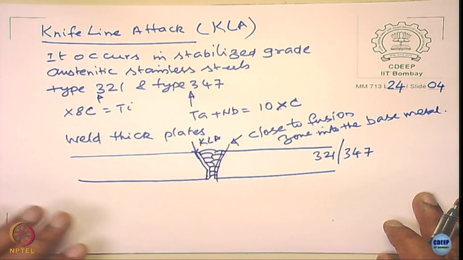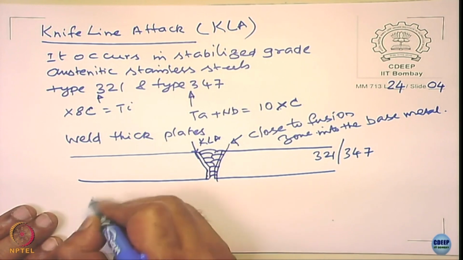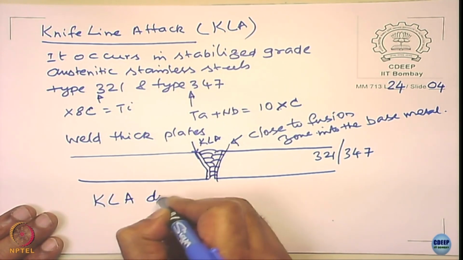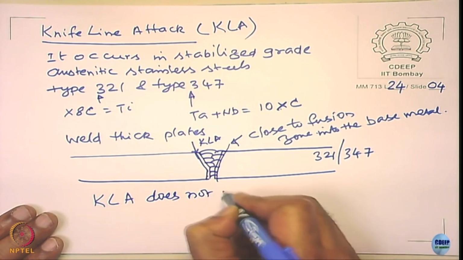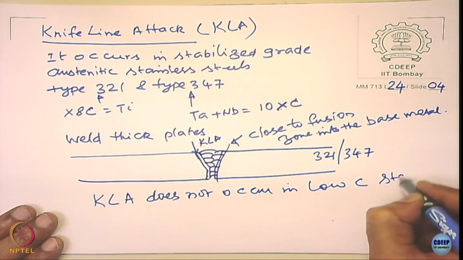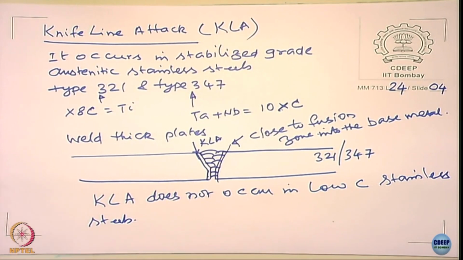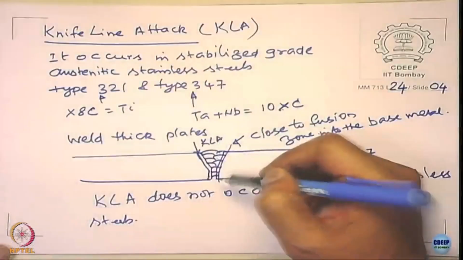Very close it happens. Very interestingly, KLA does not occur in low carbon stainless steels. We need to understand this. And please notice, they do not occur at the regular heat affected zone that happens in a normal 304 stainless steel. It occurs very close to the fusion zone in the base metal.